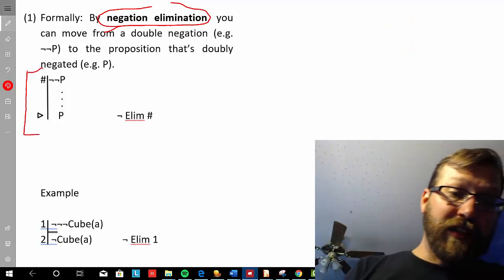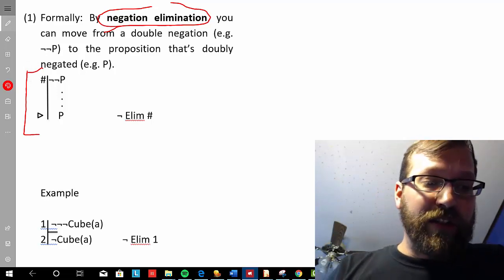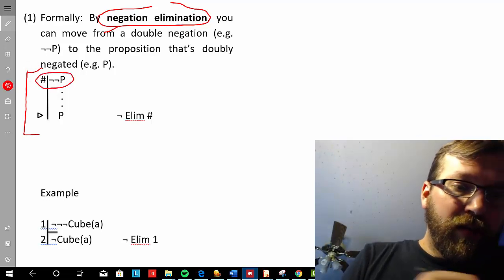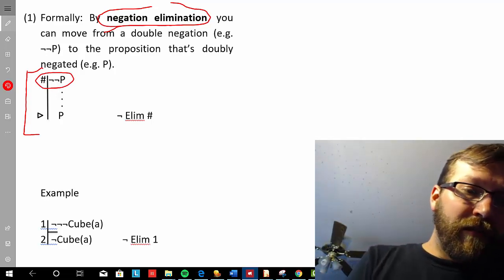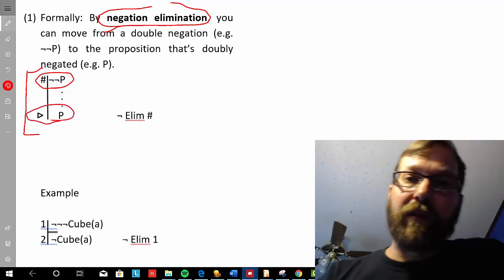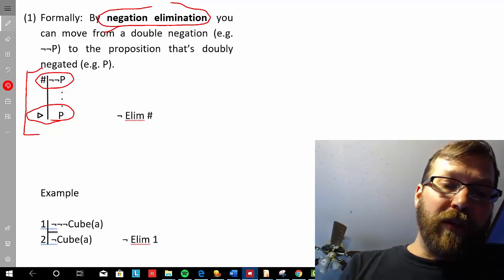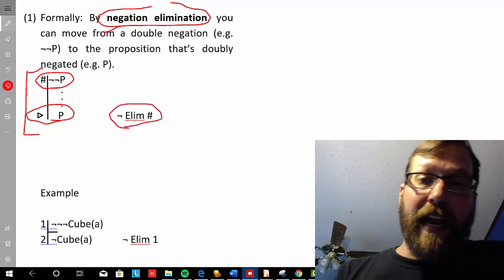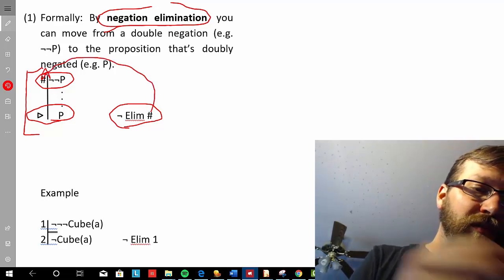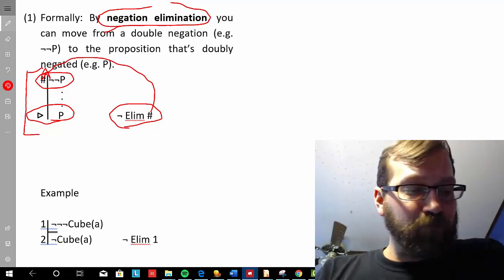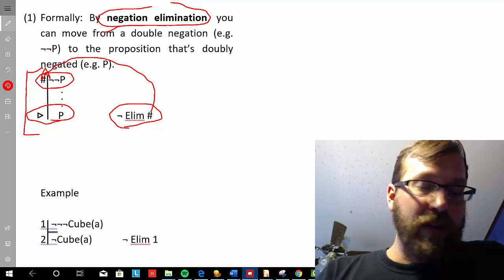And this is the diagram that tells us how to apply negation elimination in the Fitch-style system. If somewhere in the proof we have a double negation, then we can legitimately infer the proposition that's being doubly negated. We do so by applying negation elimination, and we cite the double negation. Okay? All right, so below here we have an example of this.